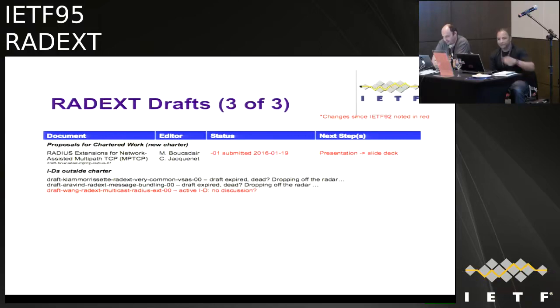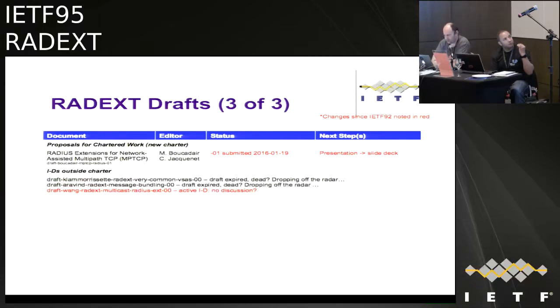Well, anyway, what we also have roughly on our radar is some people who submitted drafts with the RADEXT working group name in them, some of which we talked about earlier, but we haven't heard from them in a while. So there's draft-clamor-radext-very-common-vsas, and draft-erevind-radext-message-bundling. These two have seen a bit of discussion. There was no real consensus to take them into the working group. So I'm prepared to just drop them off the radar unless somebody really thinks this needs discussion still.